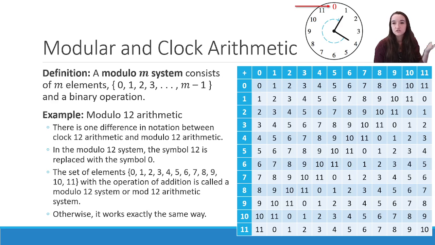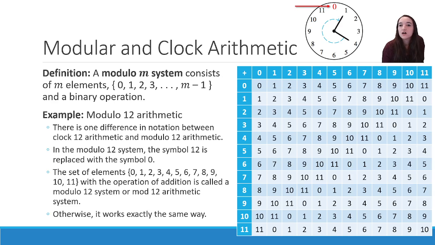So 1 plus 1 is still 2, but when we do 7 plus 5, instead of that being 12, it's now 0. So it loops back to 0 when we pass by 11. So our set of elements are 0 through 11 instead of 1 through 12. And we can shorten this to mod 12 arithmetic instead of modular 12, but mod 12 arithmetic is traditionally with the addition. Otherwise, it's going to work the same way as the clock arithmetic we've already gone over.